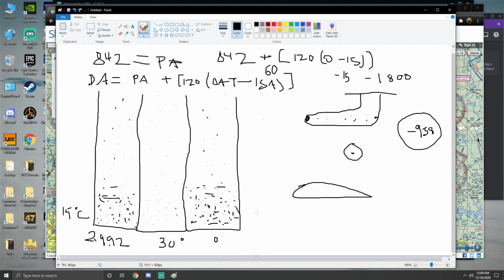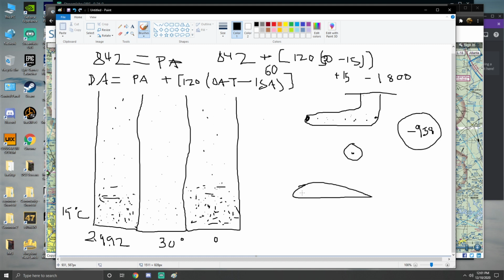Now let's look at the same thing but with a higher temperature. So now we're imparting a lot more energy into the system. So instead of 0, we'll say 30. So 30 minus 15 is going to be positive 15. Go back to my trusty calculator.